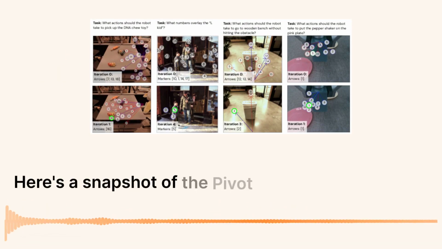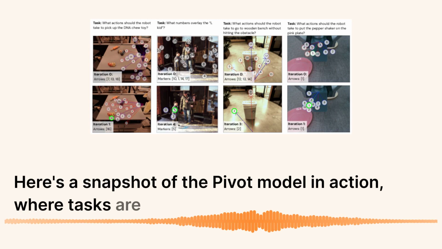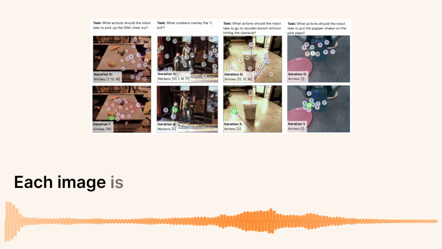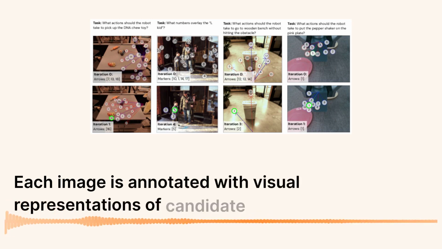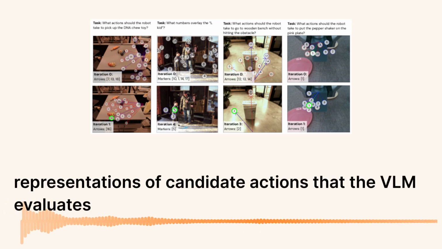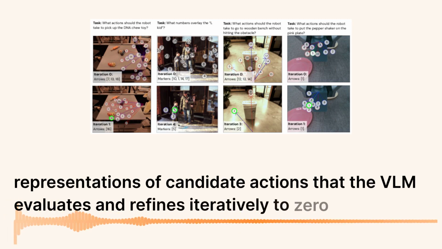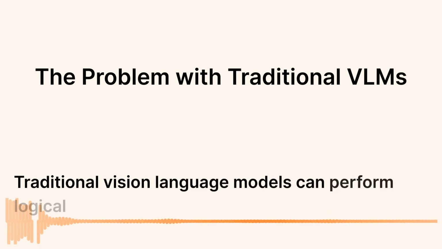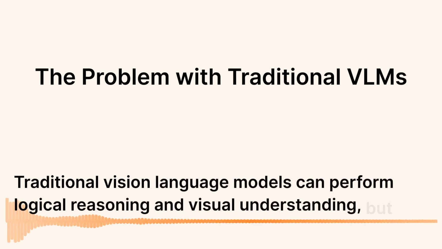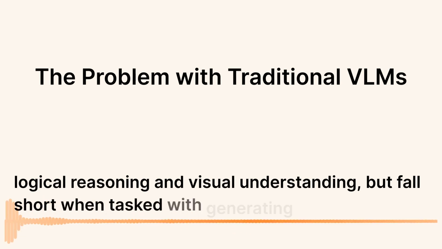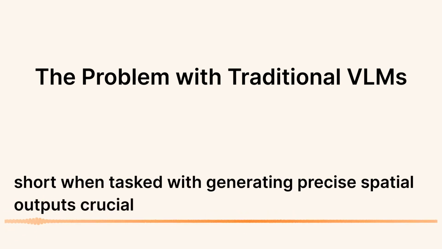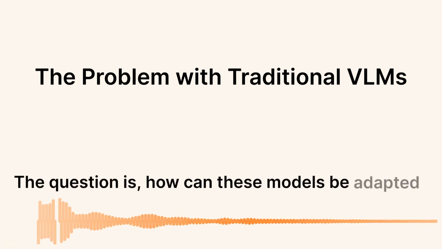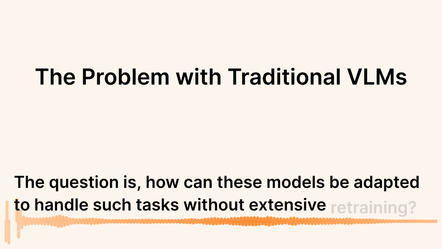Here's a snapshot of the Pivot model in action, where tasks are approached as iterative visual question-answering problems. Each image is annotated with visual representations of candidate actions that the VLM evaluates and refines iteratively to zero in on the optimal solution. Traditional vision language models can perform logical reasoning and visual understanding, but fall short when tasked with generating precise spatial outputs crucial for robotic control. The question is, how can these models be adapted to handle such tasks without extensive retraining?